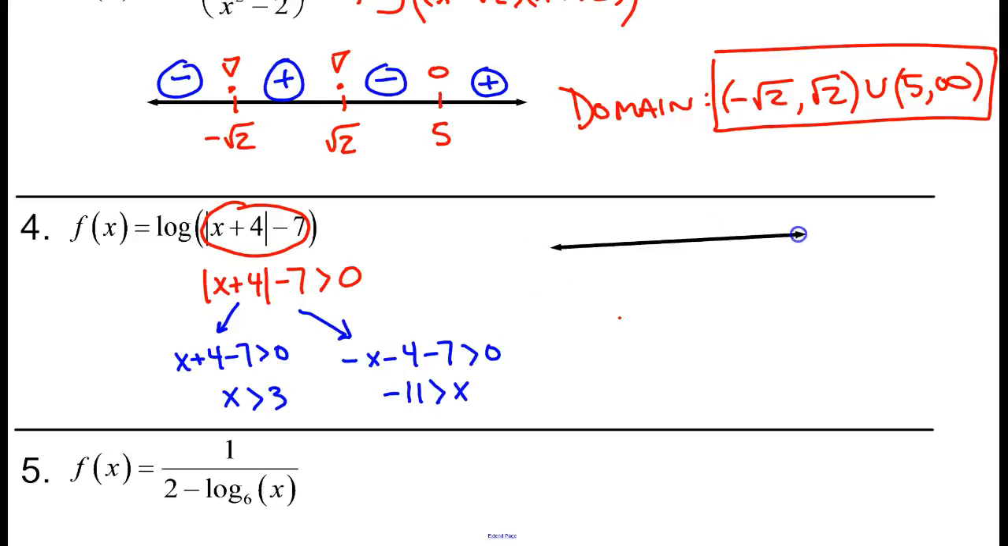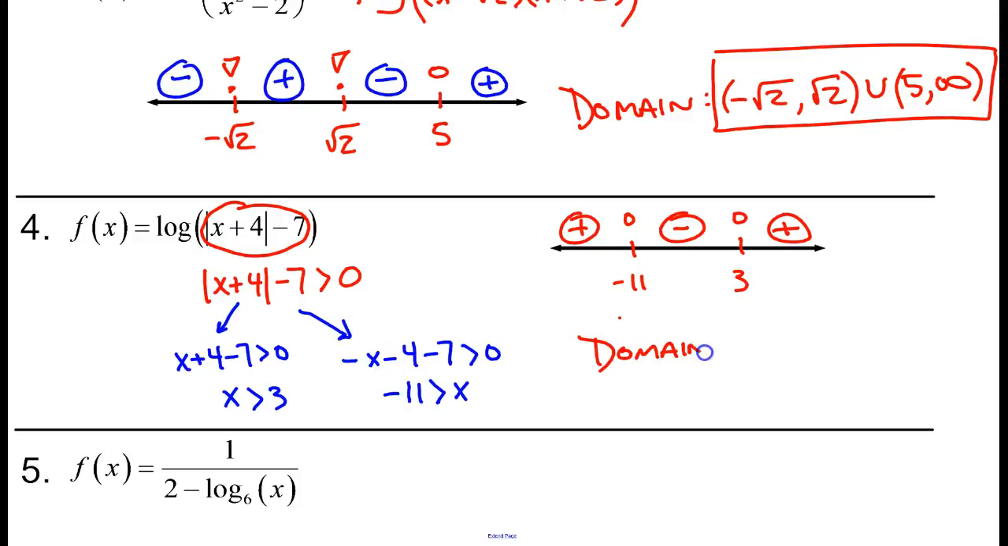If you're interested, we can just draw that on a sign chart quickly. That's something we've been using pretty frequently, so I'd like to continue to do that. Those values will give me zeros for the expression inside the logarithmic function, and I will be positive out here and here, but negative in the middle. So our domain interval will be from negative infinity to negative 11, union with 3 to infinity.